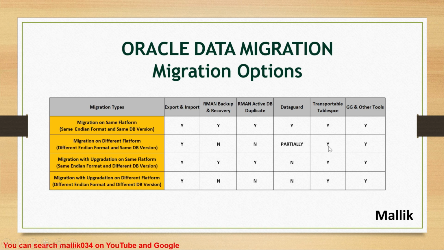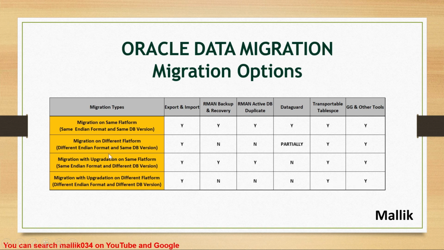And coming to transportable tablespace, it is obviously supported, and GoldenGate is obviously supported. And the third type is migration with upgradation on the same platform. Export import is supported, RMAN backup recovery is supported, RMAN active database duplicate is supported, Data Guard is not supported, and transportable tablespace is supported, GoldenGate is supported. And similarly, coming to the fourth type of migration, with upgradation on a different platform, different endian format and different DB version, export import is obviously supported, and RMAN backup recovery, RMAN active database duplicate, and Data Guard, all these three are not supported. And transportable tablespace and GoldenGate are obviously supported methods.